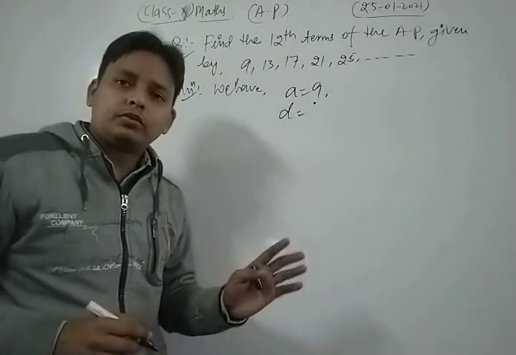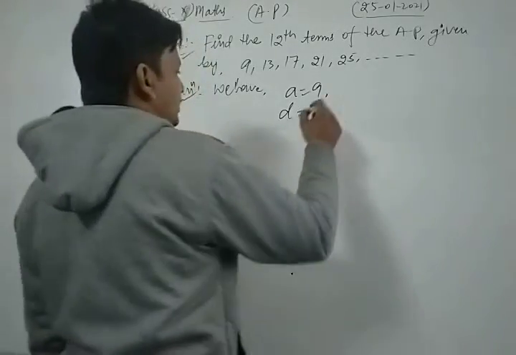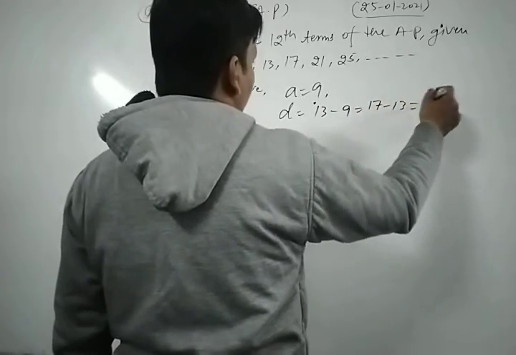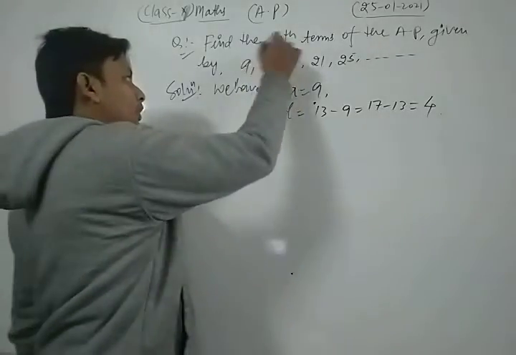To find the common difference, the formula is the second term minus the first term. So here we write 13 minus 9, or 17 minus 13, which is equal to 4. So the common difference is 4. Okay, and we find the 12th term.